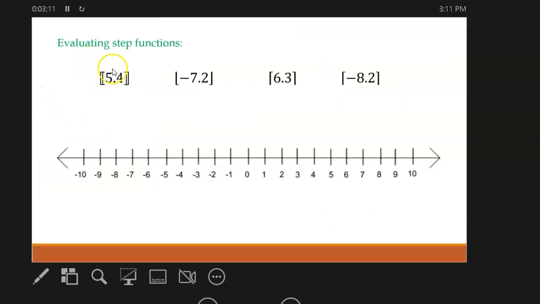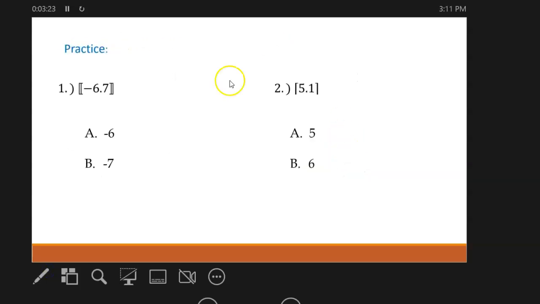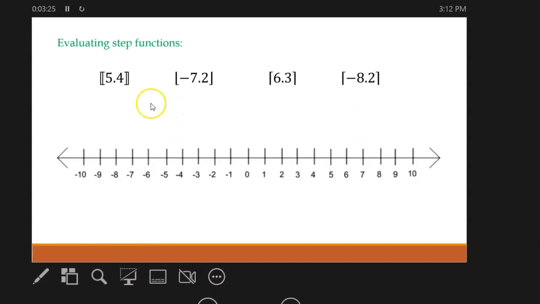All right, we are looking at the greatest integer of 5.4. 5.4 is approximately in this area. We're looking for the greatest integer that is less than or equal to 5.4, and that would be, in this particular case, 5. Therefore, the answer is 5.